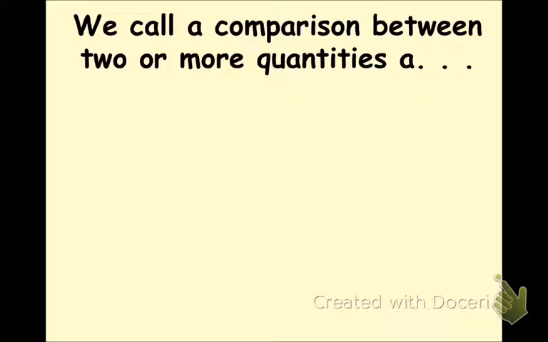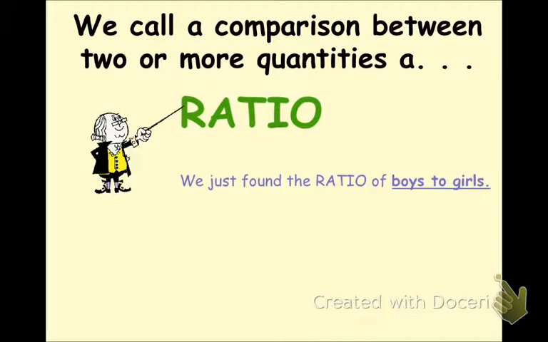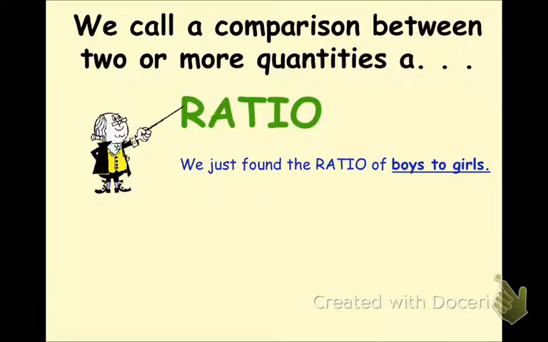We call a comparison between two or more quantities a ratio. So that's what we call a comparison of things. What we found out was the ratio of boys to girls in this classroom. Now the question is, is the ratio of girls to boys exactly the same? If I ask for girls to boys as opposed to boys to girls, is it going to be the same ratio? And the answer here is no.